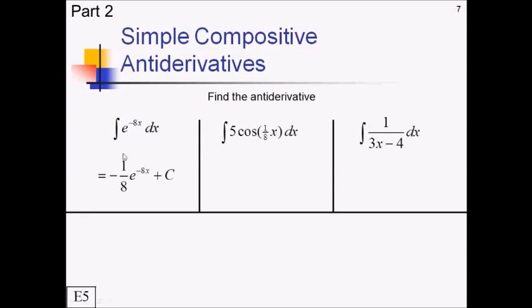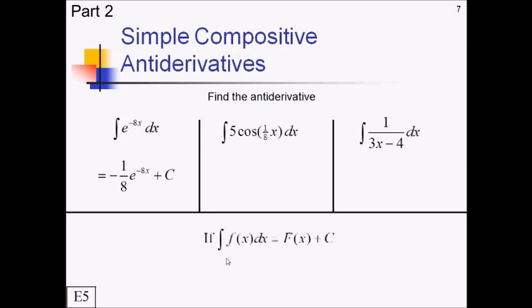And let's just double check our work here. So taking the derivative just to check, we're going to have negative 1/8 e to the negative 8x, but then again multiplying by negative 8 as part of our chain rule, that's going to cancel out this coefficient and give us what we had inside here.